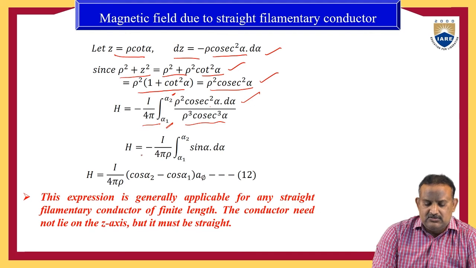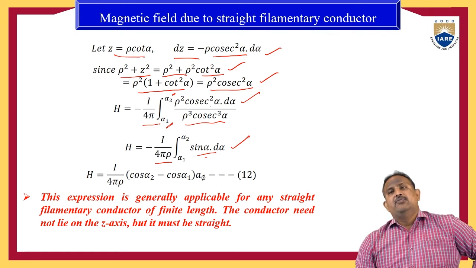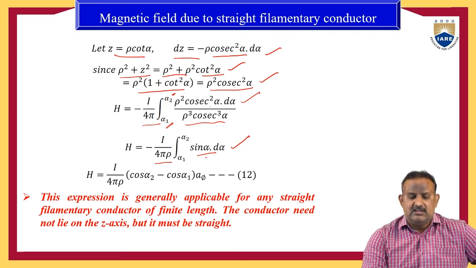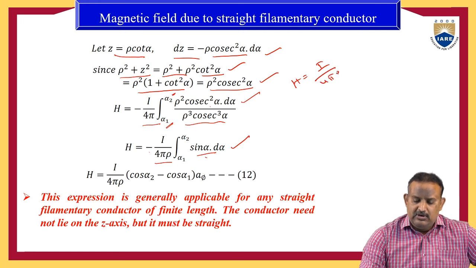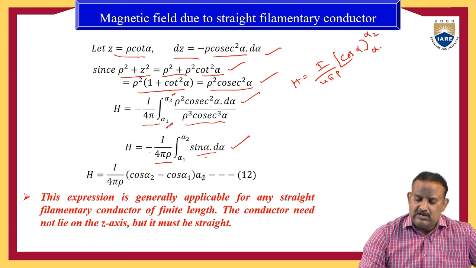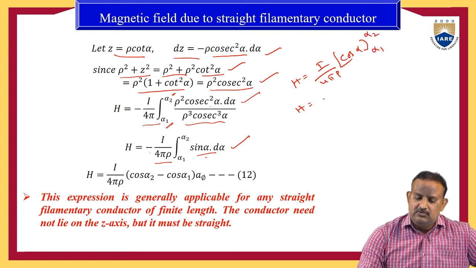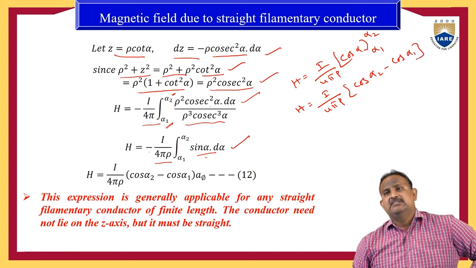Therefore, the magnetic field intensity H is equal to minus I by 4 pi rho into integral of 1 by cosecant, which is sin alpha. Therefore, integral alpha 1 to alpha 2 sin alpha d alpha. If you integrate, sin alpha is minus cos alpha. Therefore, minus cancel each other. We have the magnetic field intensity H equal to I by 4 pi rho into cos alpha between the limits alpha 2 to alpha 1. Therefore, H is equal to I by 4 pi rho into cos alpha 2 minus cos alpha 1.